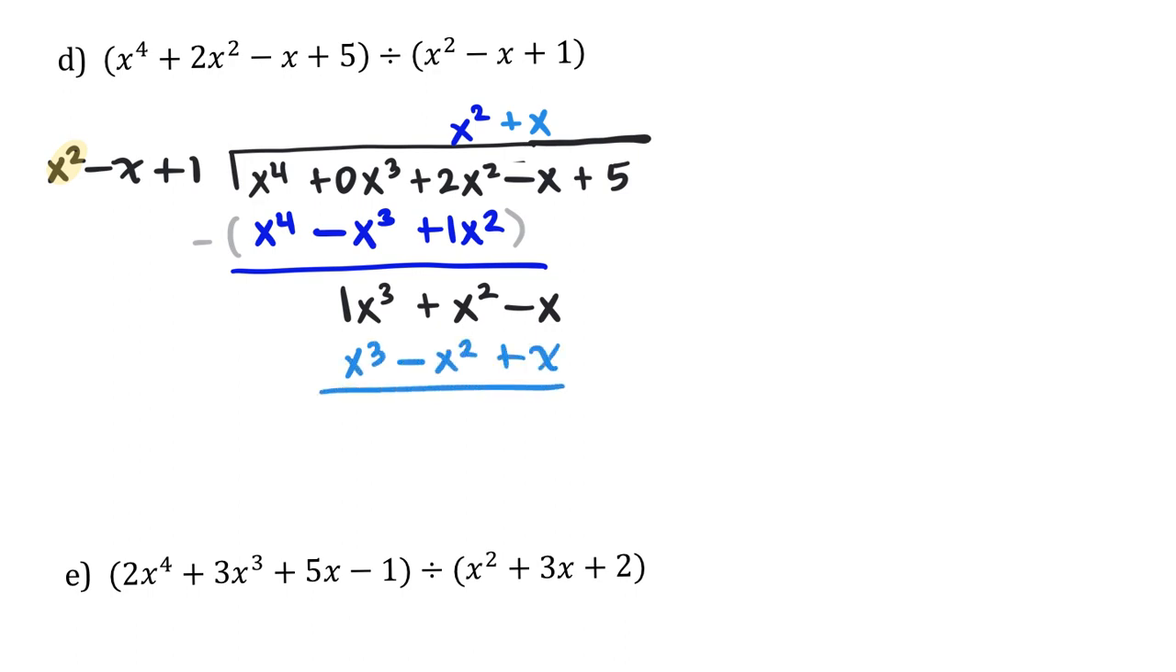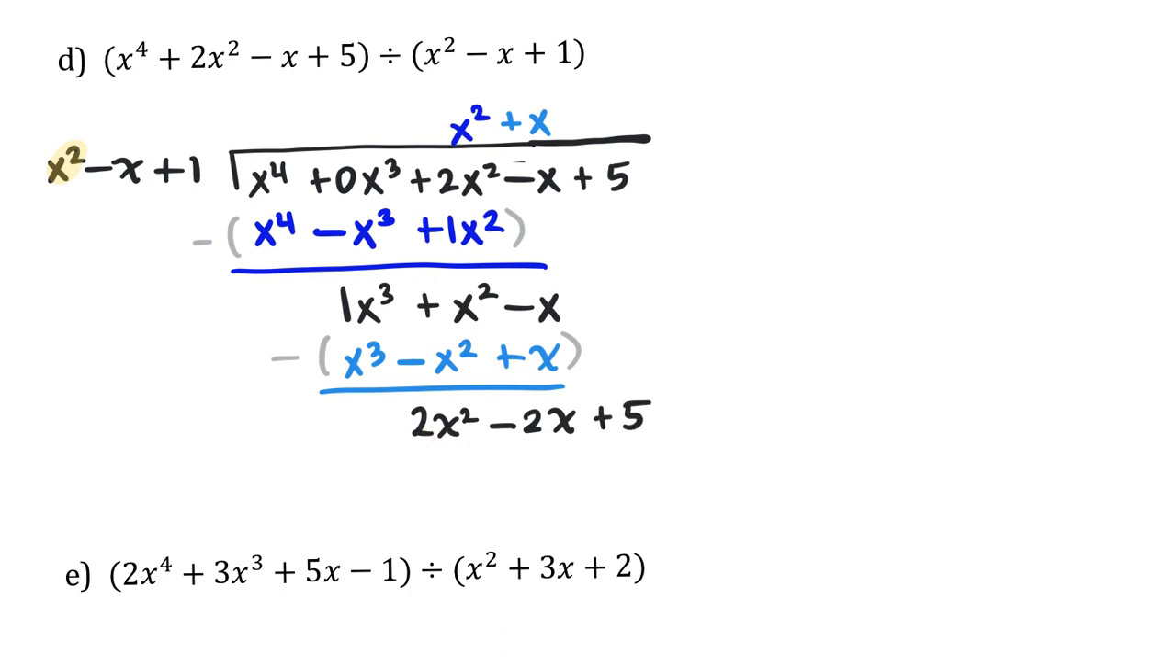Oh, be real careful with your signs here. Okay, subtract. The first one cancels. If I do 1 minus negative 1, I get 1 plus 1, which is 2x squareds. Negative x minus x is negative 2x. And then let me bring down the 5.